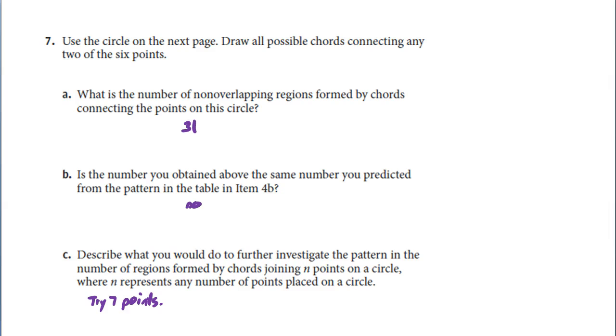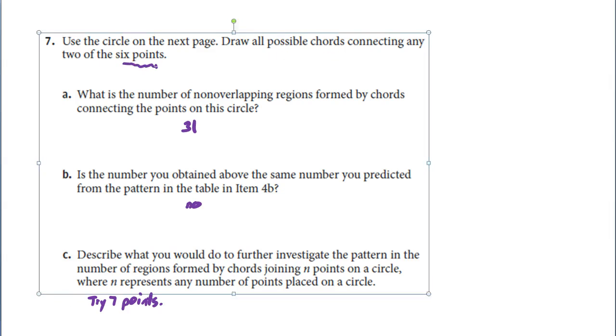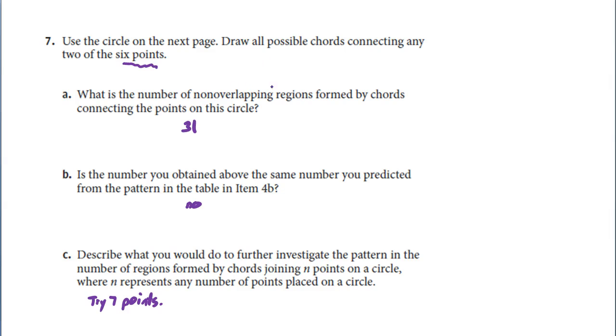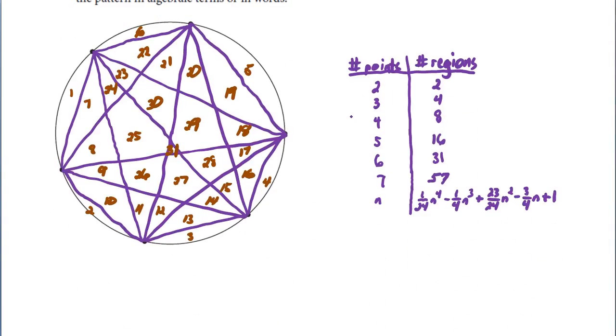Okay, recall that we left off with this situation of having a circle with points on the circle and then drawing all possible chords to see how many non-overlapping regions are created. Question 7, use the circle on the next page and draw all possible chords connecting any 2 of the 6 points. So here on the next page, you'll see a circle with 6 dots on it, and I have drawn all possible chords and then numbered them in the brown ink. And when I finally got done, there were 31 of them.